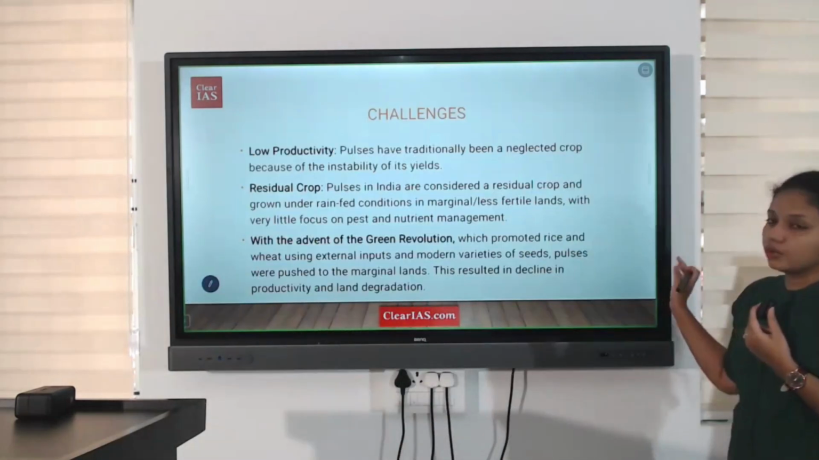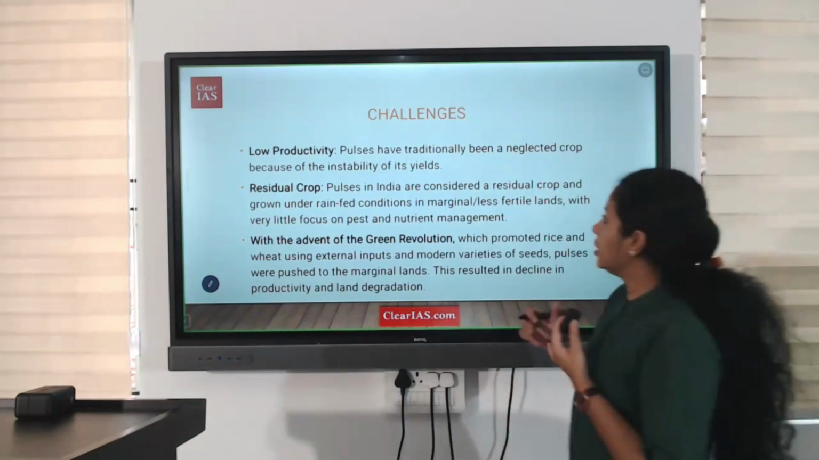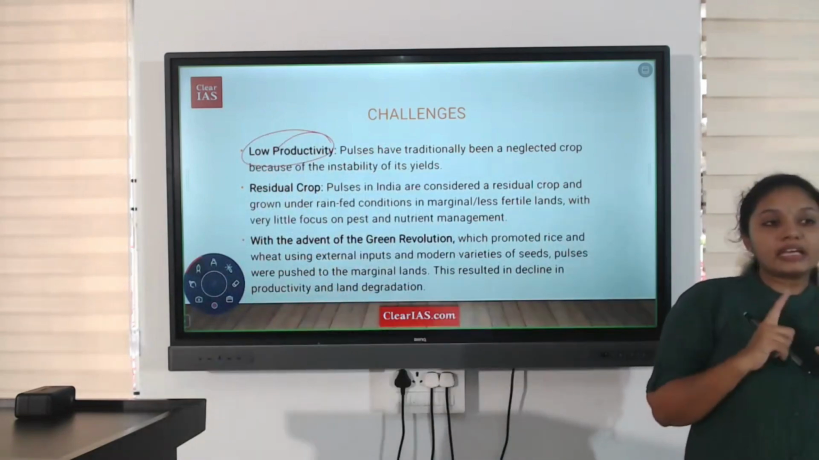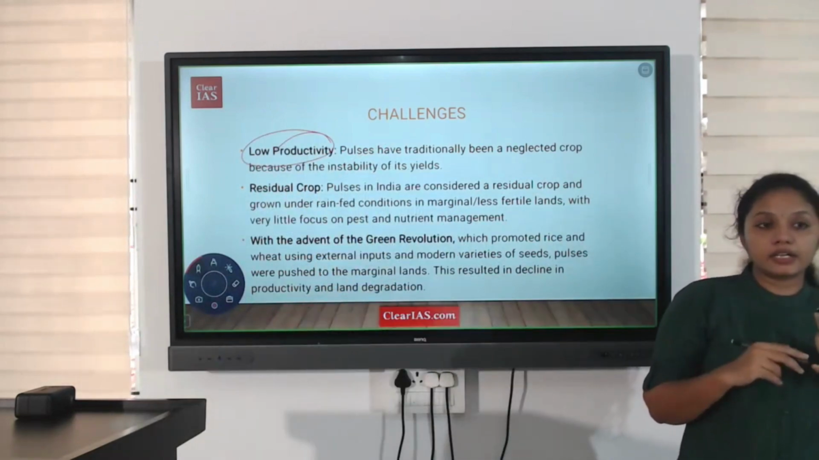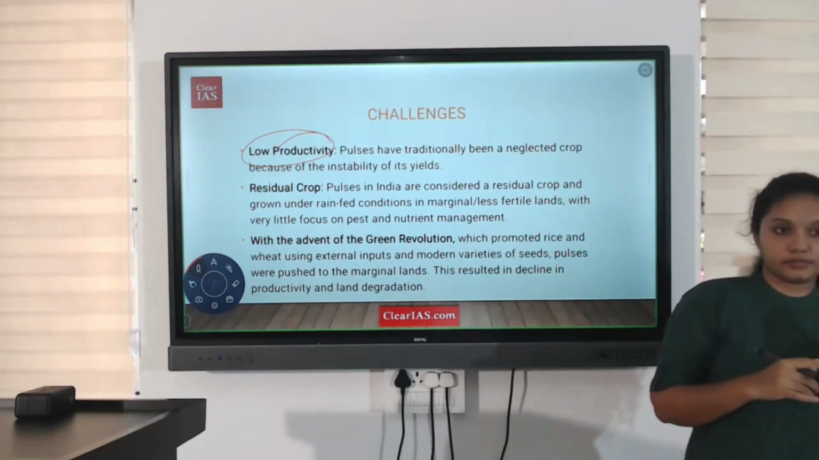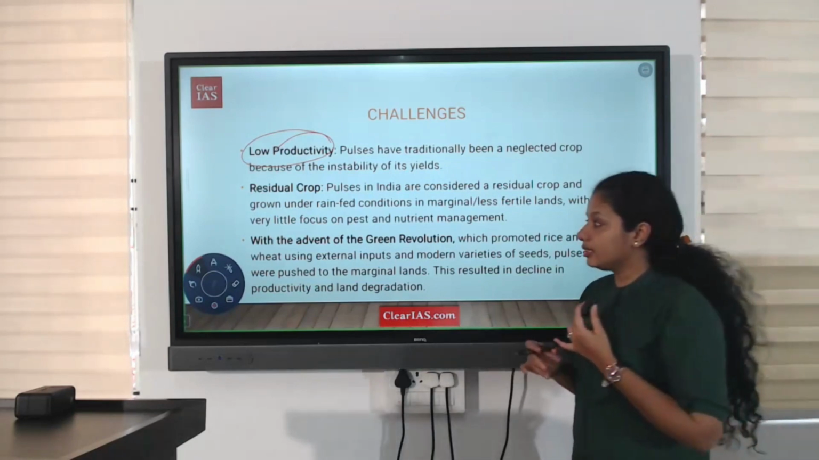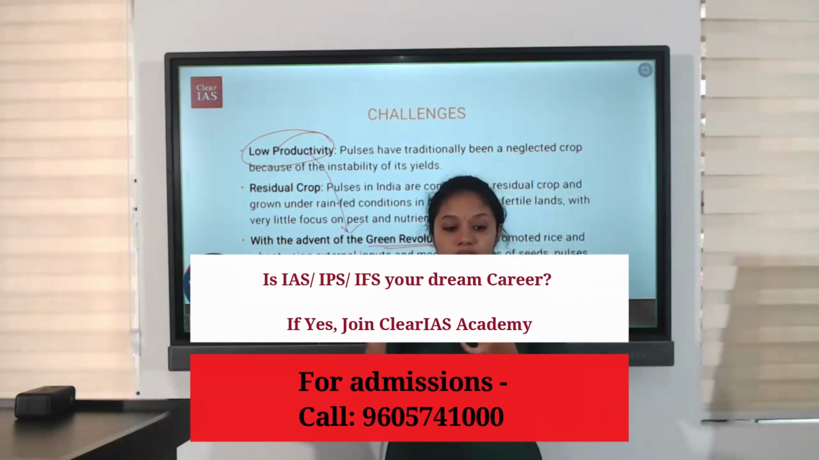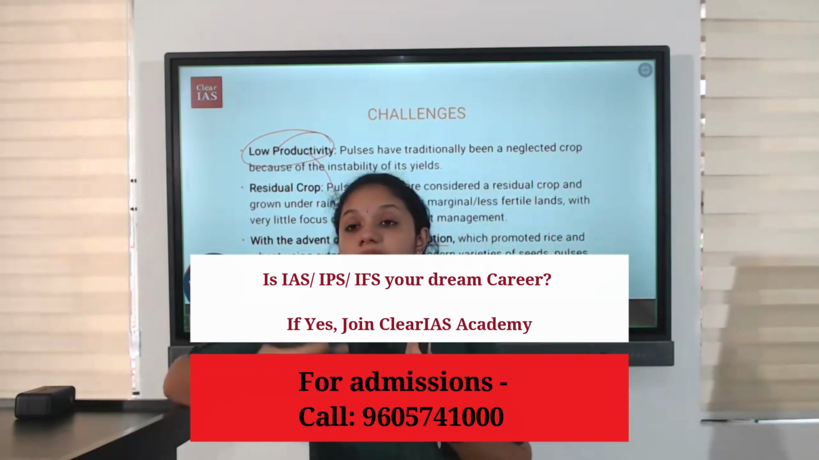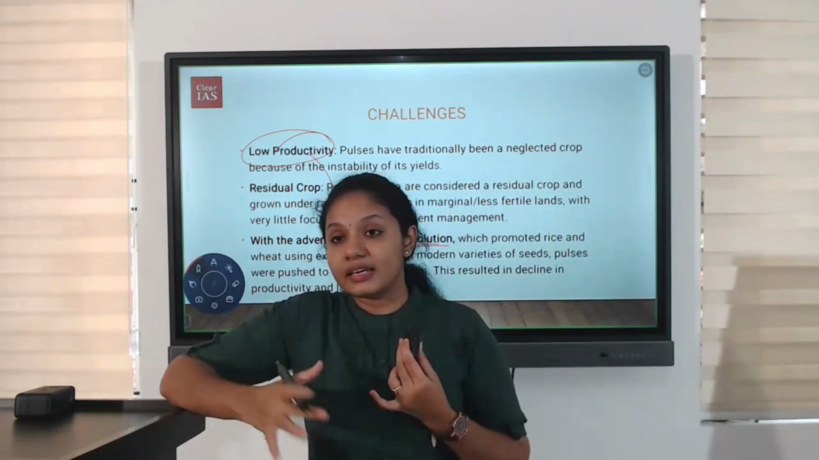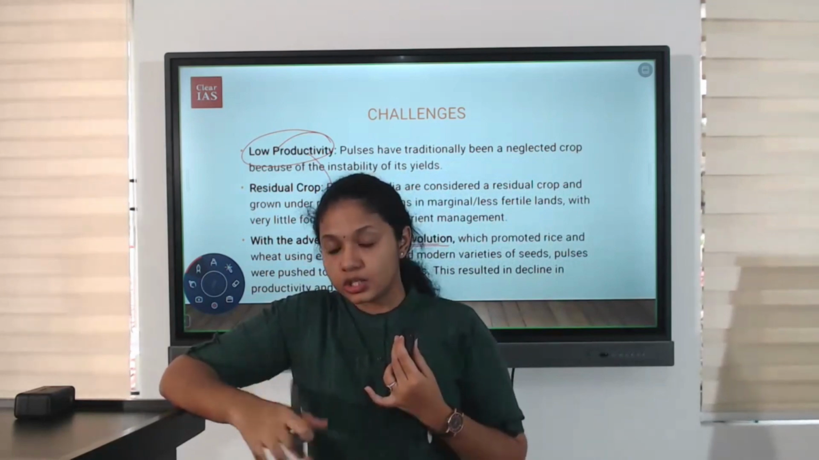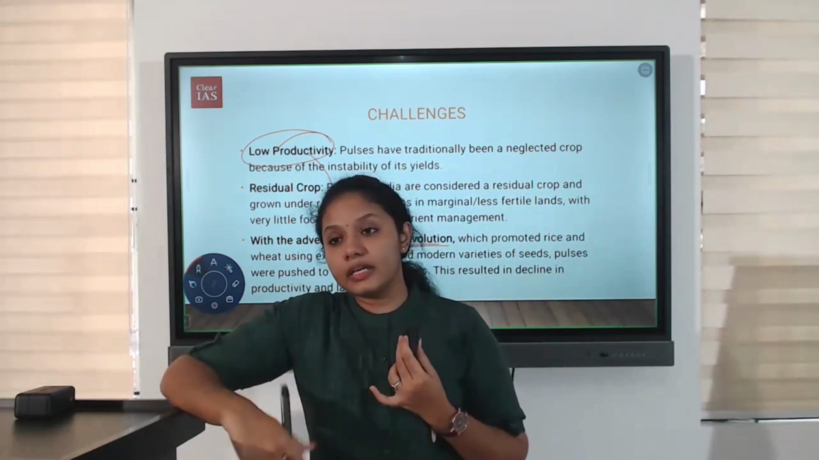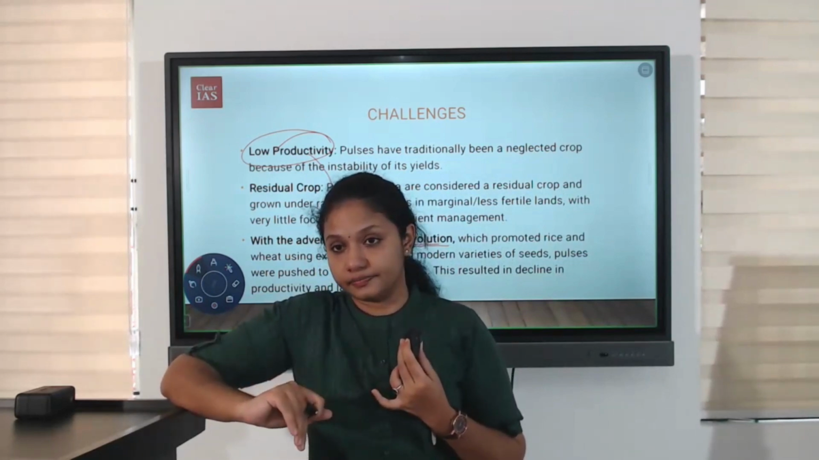Okay. So, why? One of the reasons is low productivity. Because of the instability in yields, we are traditionally neglecting the pulses. And another important thing is with the advent of Green Revolution, majorly external inputs and also modern, high yielding variety of seeds are provided for the wheat and rice, not for pulses. So this made the farmers shift to rice and wheat rather than pulses or millets.